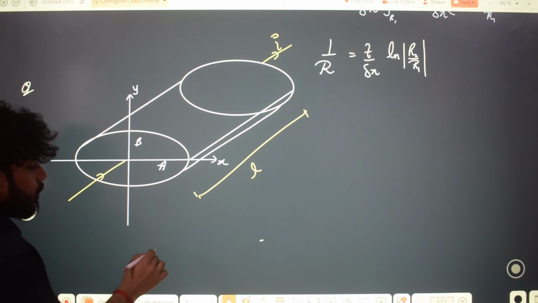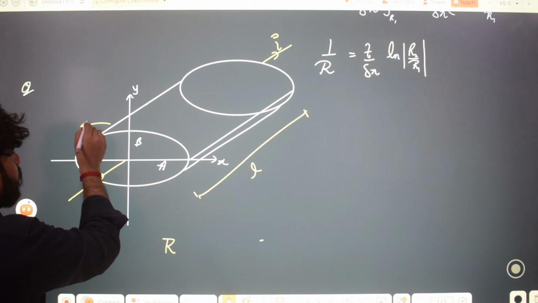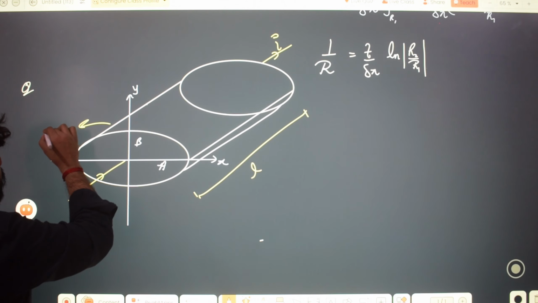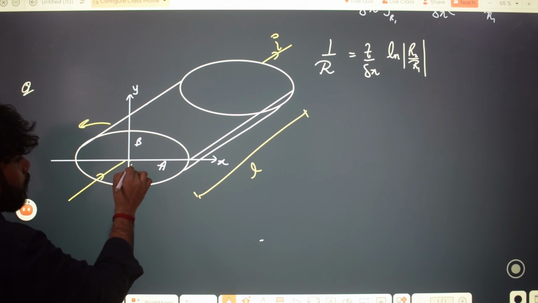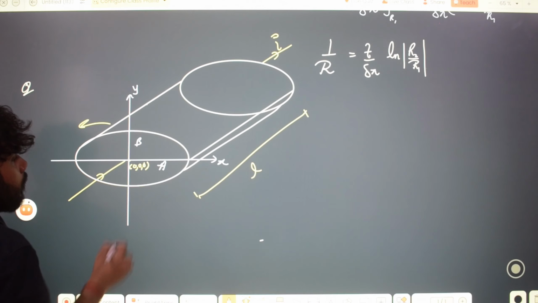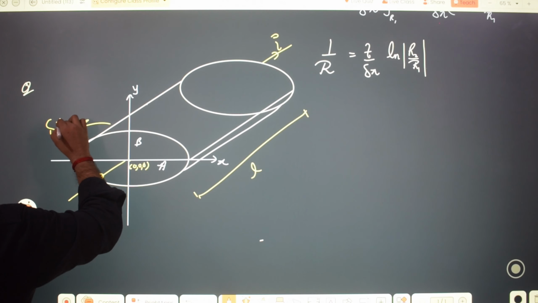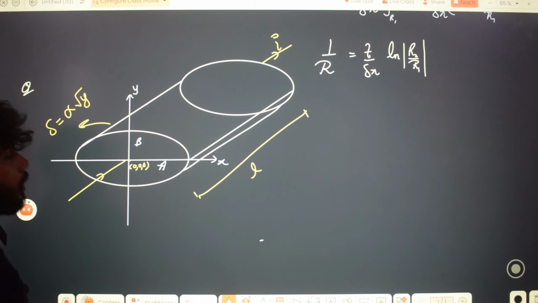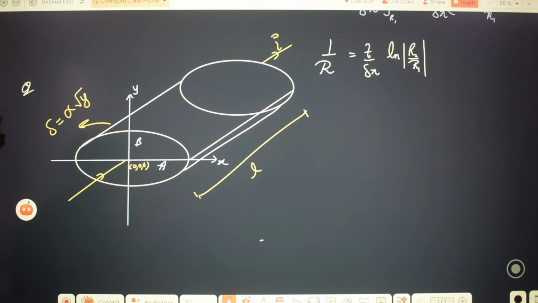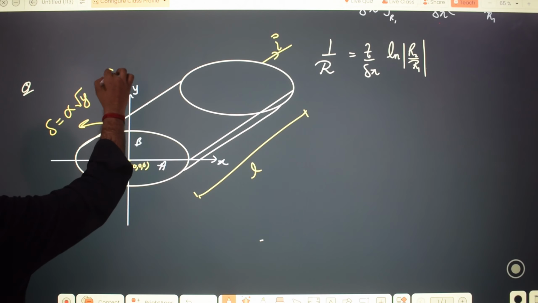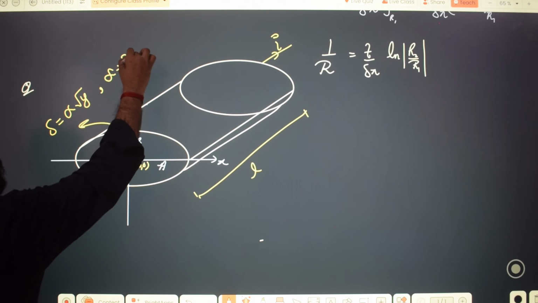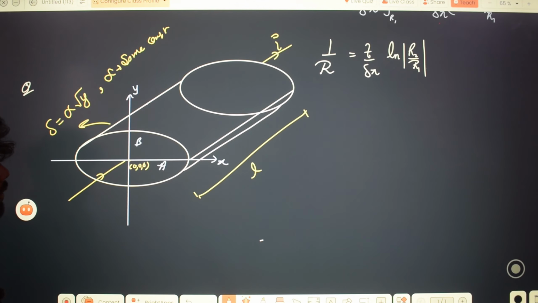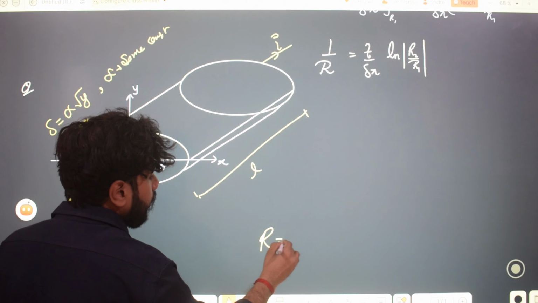Okay, so you have to find the resistance. The only difference I am giving you here is that this coordinate is our 0, 0, 0, and the resistivity is equal to alpha times under root y, where alpha is some constant in this case. And what you have to find? You have to find the total resistance.